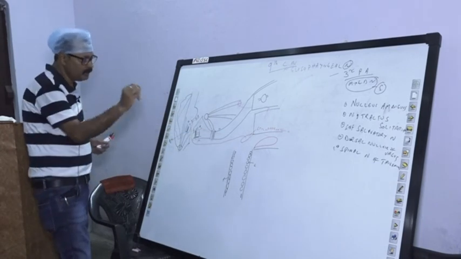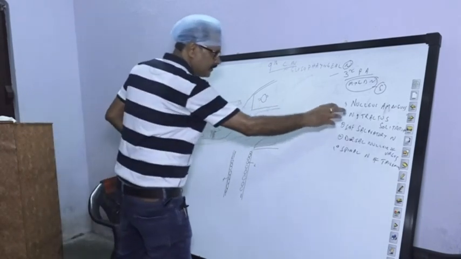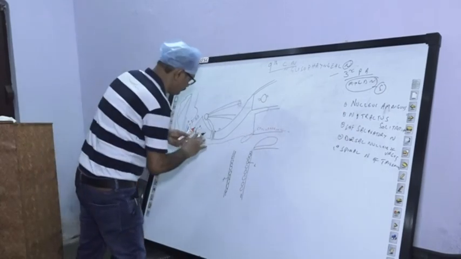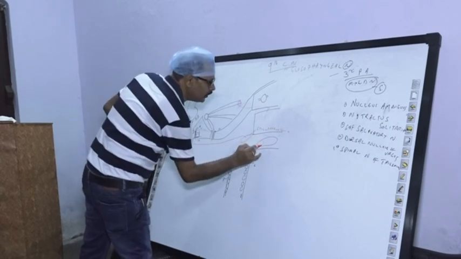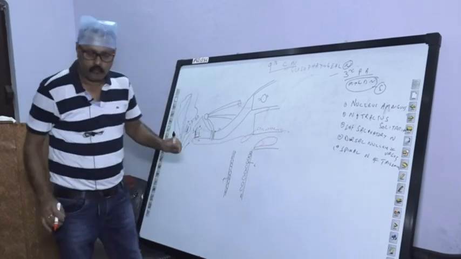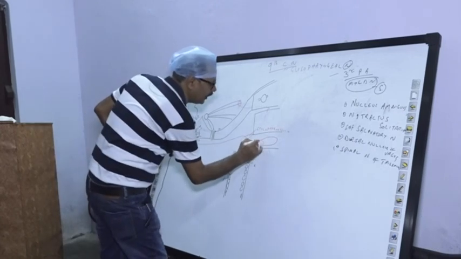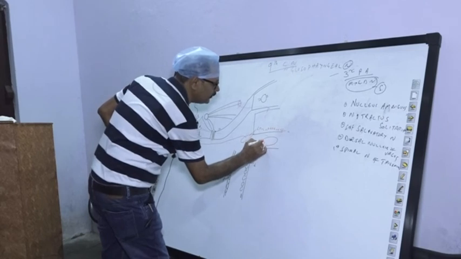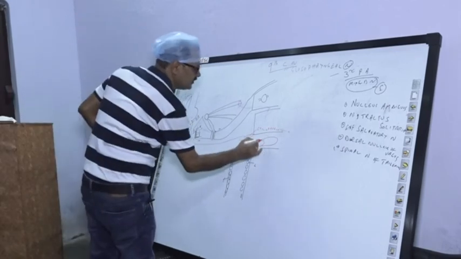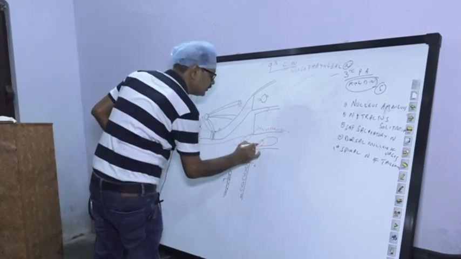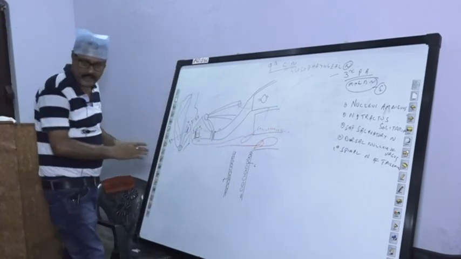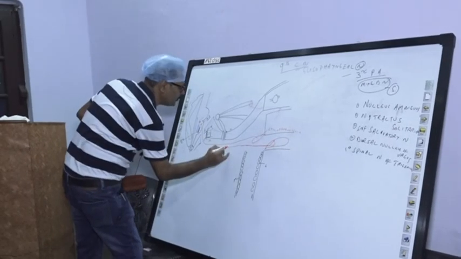Now next we have got the nucleus of the tractus solitarius. Now you see, this is the tongue. It is the posterior one third, this is the anterior tongue. From the posterior one third of the tongue and the vallate papillae, the taste sensation reaches, it goes like this. This taste sensation goes like this. And it joins the glossopharyngeal nerve.